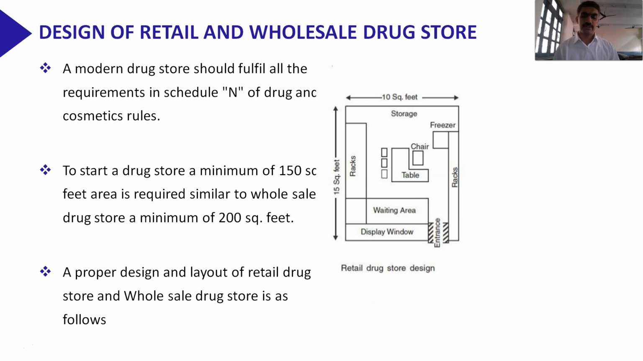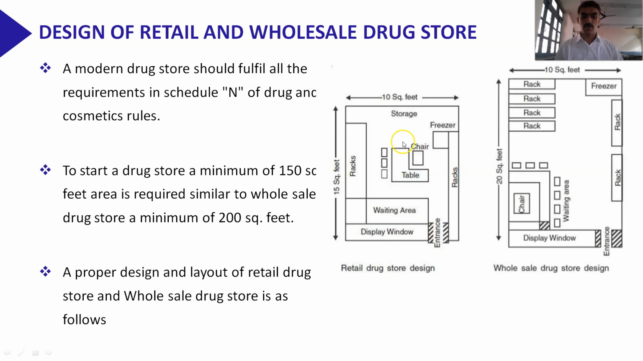Now let us see the wholesale drugstore design. On the right hand side is the wholesale drugstore, where the minimum area required is 20 square feet by 10 square feet, almost 200 square feet. That is the minimum area allocated to run a wholesale drugstore. There are many racks because the wholesaler has to maintain more stock, so the area is bigger. You can see the chair and waiting area here, and this is the window display and the same entrance. This is a typical diagrammatic representation of both the retail and the wholesale drugstore.